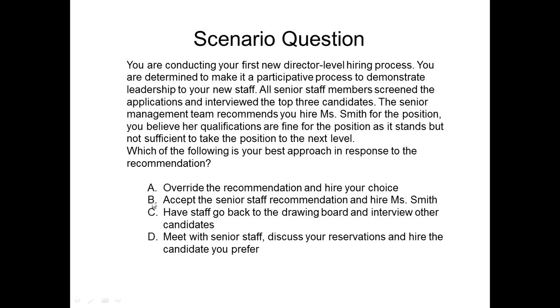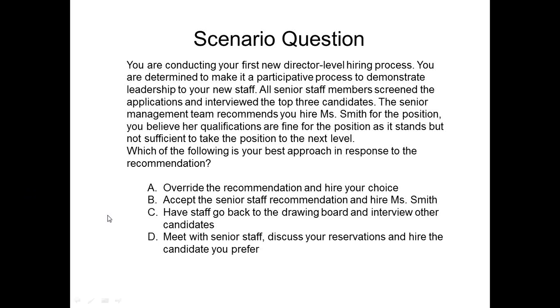So they changed D in the study guide to say, meet with senior staff, discuss your reservations, and reach consensus as to whether Ms. Smith is the right candidate. With that, the way it was written, I would have gone with D. D is a lot better of an answer with that change. That is so interesting. That's on page 161 of your ASAE big study guide book.